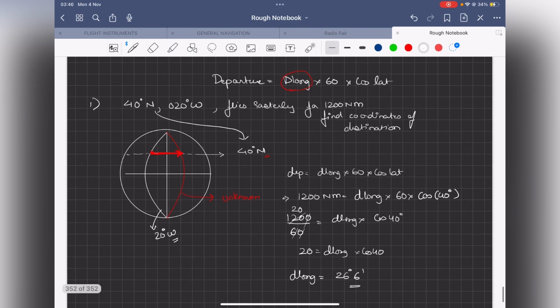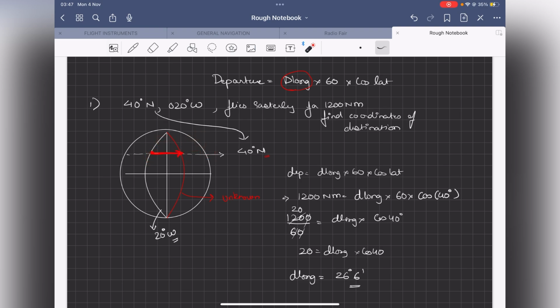The question says that I start from this point and I travel eastwards for 1200 nautical miles. So now I converted the 1200 nautical miles to an angle. How much is that angle? The angle here is 26 degrees 6 minutes. So they tell me starting from here, I continuously fly making a total angle of 26 degrees 6 minutes. That is my d long, or difference in the two longitudes, of 26 degrees. The absolute difference is 26 degrees.